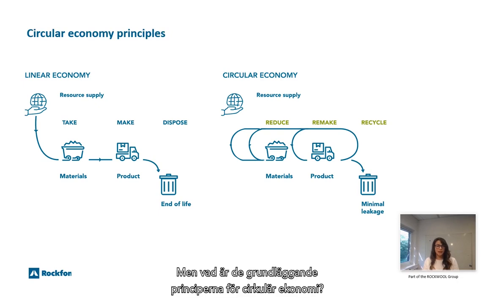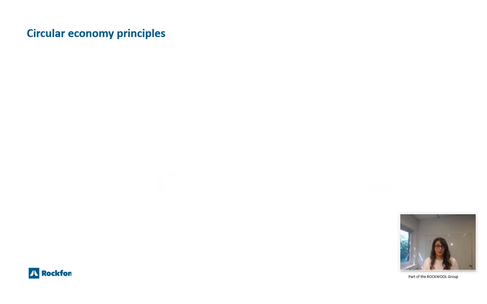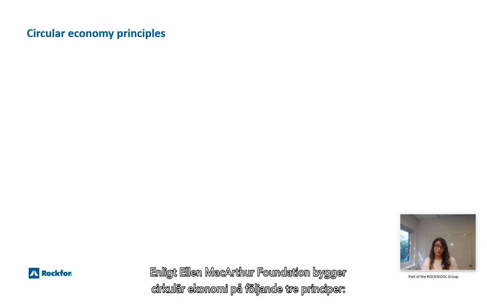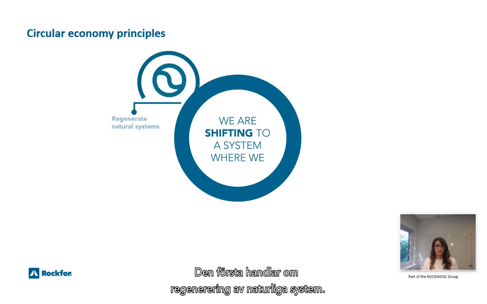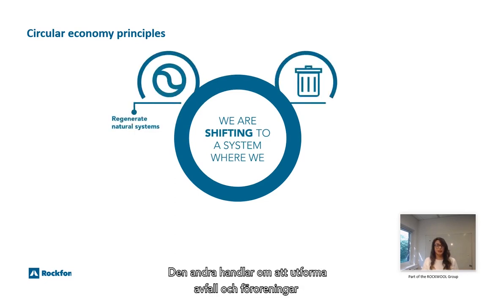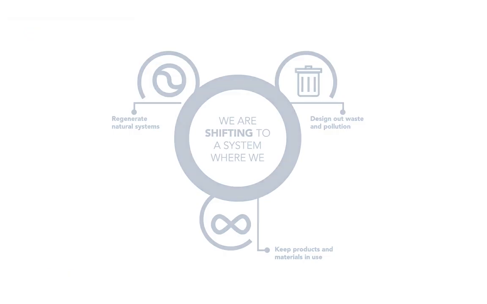But what are the basic principles of circular economy? Or in other words, what can I do to make sure that the products I select in my building are circular? According to Ellen MacArthur Foundation, circular economy relies on the following three principles. The first one is about regenerating natural systems. The second about designing out waste and pollution. And the third one is about keeping products, components and materials in use for a long time.